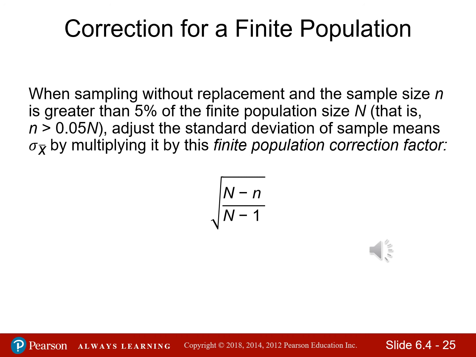A common rule for that adjustment is when sampling without replacement and the sample size n is greater than 5% of the finite population size, capital N, we adjust the standard deviation of the sample means, sigma of x bar, by multiplying it by the finite population correction factor of the square root of capital N minus lowercase n, divided by capital N minus 1.